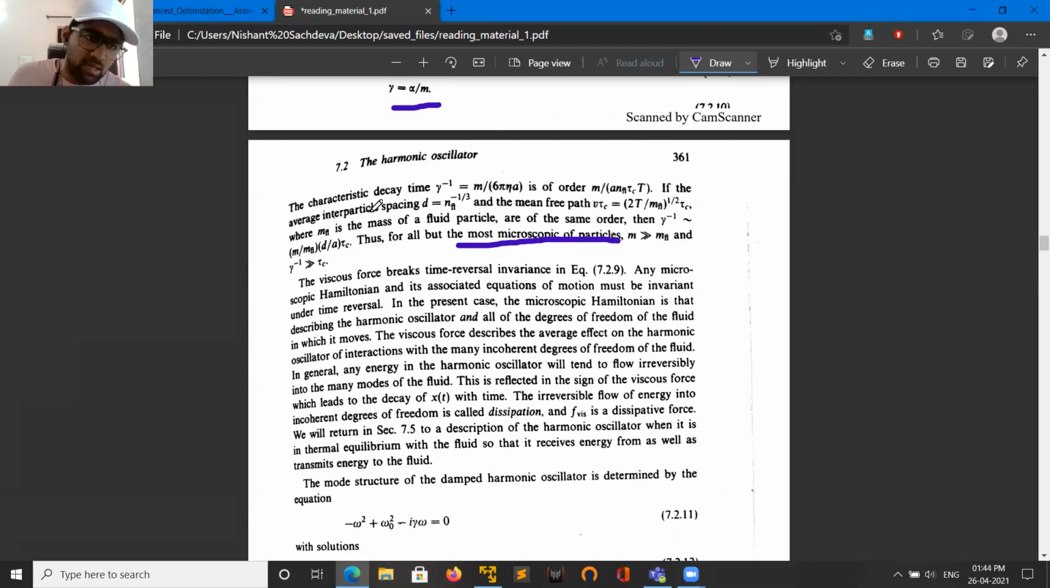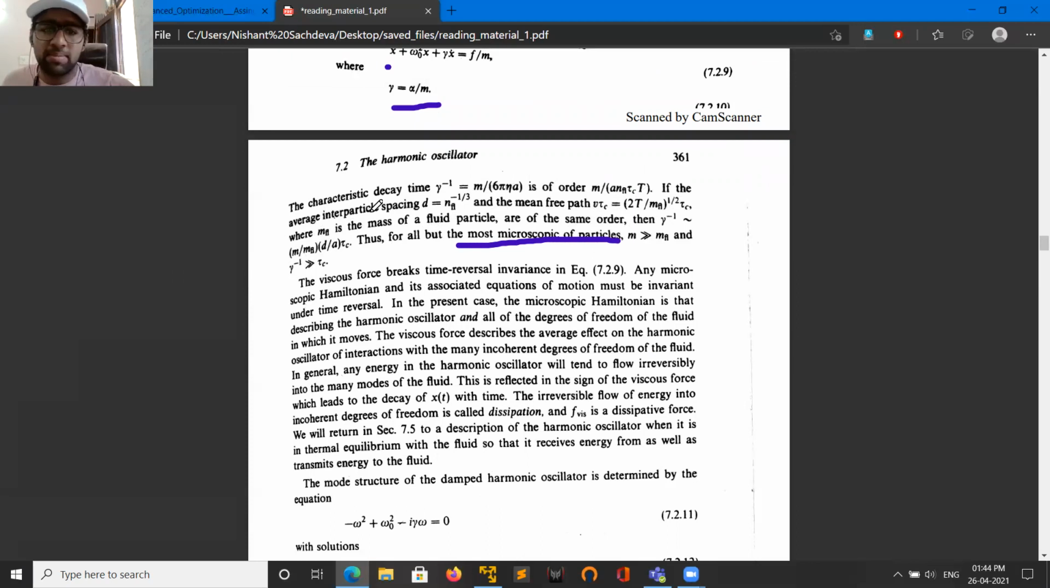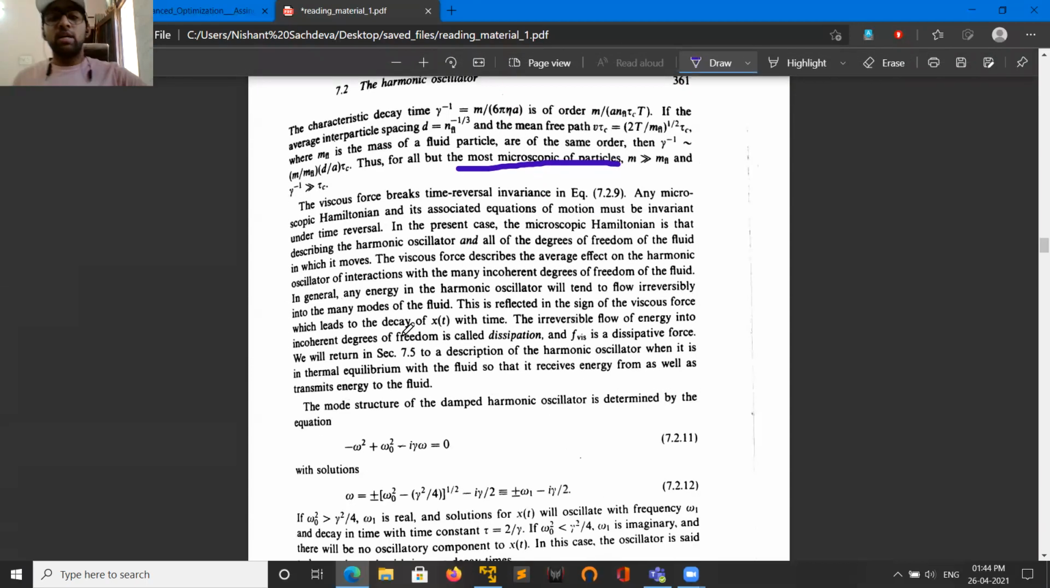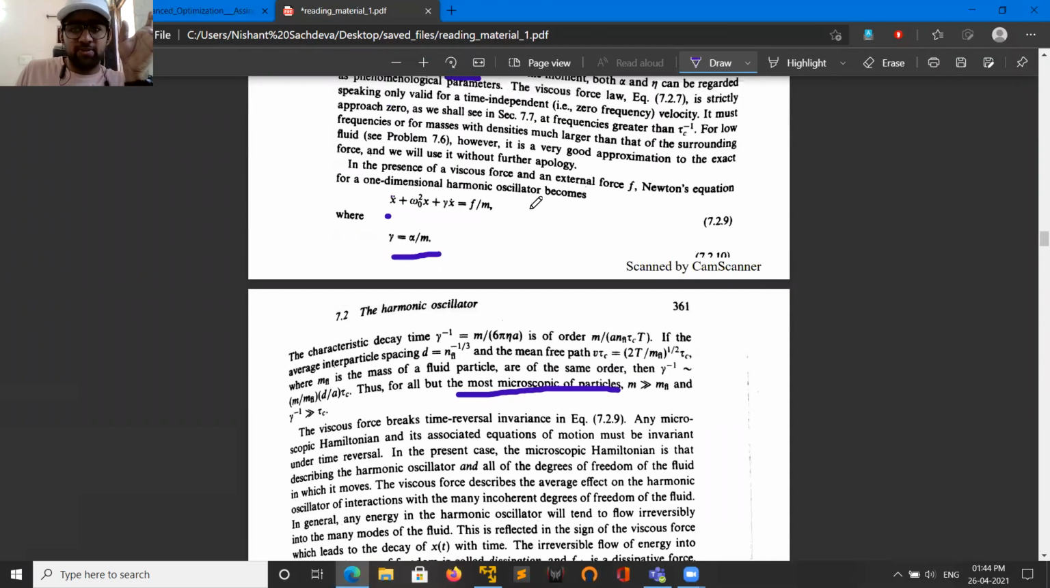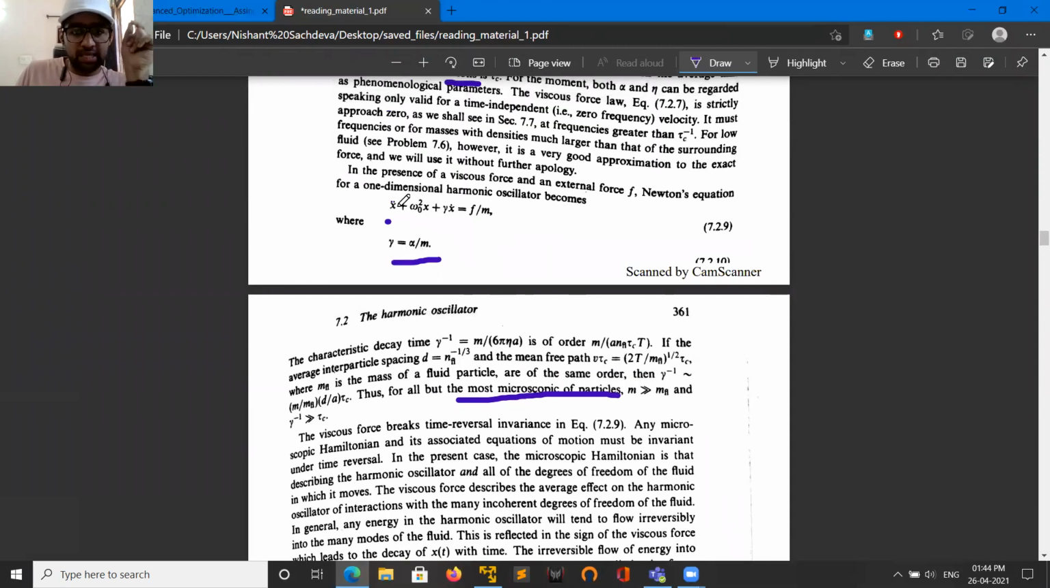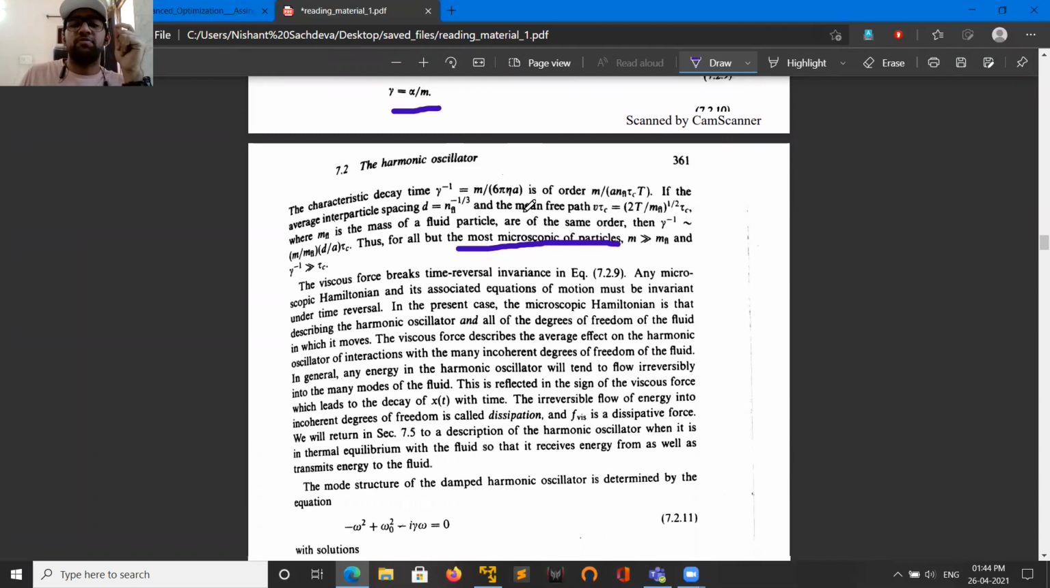What we are saying is that the ball we're dealing with will be much bigger than the atoms around it. It's a very complicated way of saying it, but it establishes it beyond any doubt. That's what we'll go with here. So the viscous force breaks time reversal invariance in 7.2.9. Viscous force breaks time reversal invariance.